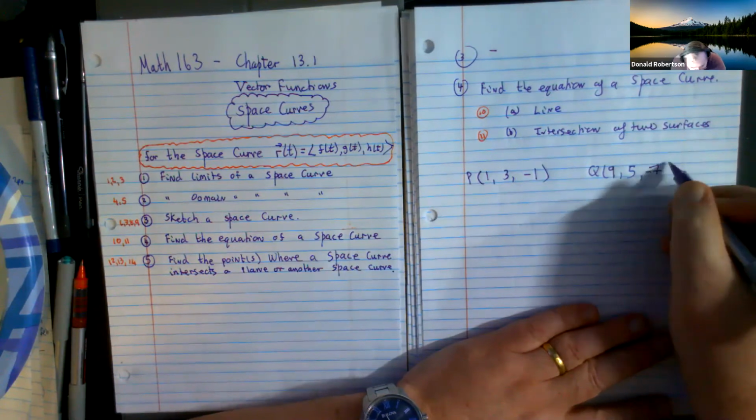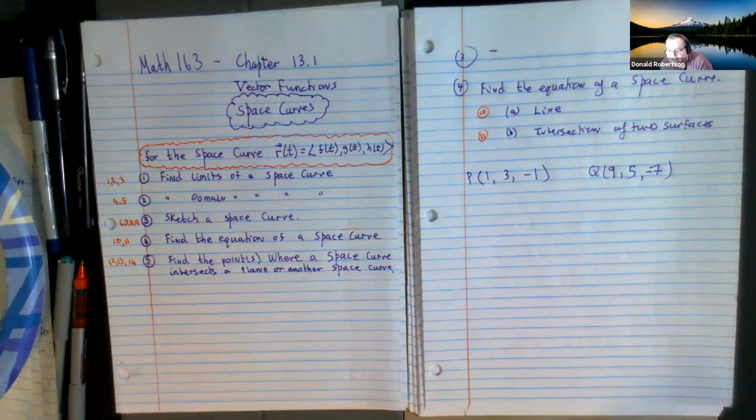There we go, just randomly picking some guys. And you're going to be asked to find the equation. Let's phrase it the way they do. So it's: find the vector equation and the parametric equation for the line joining P to Q. Okay.